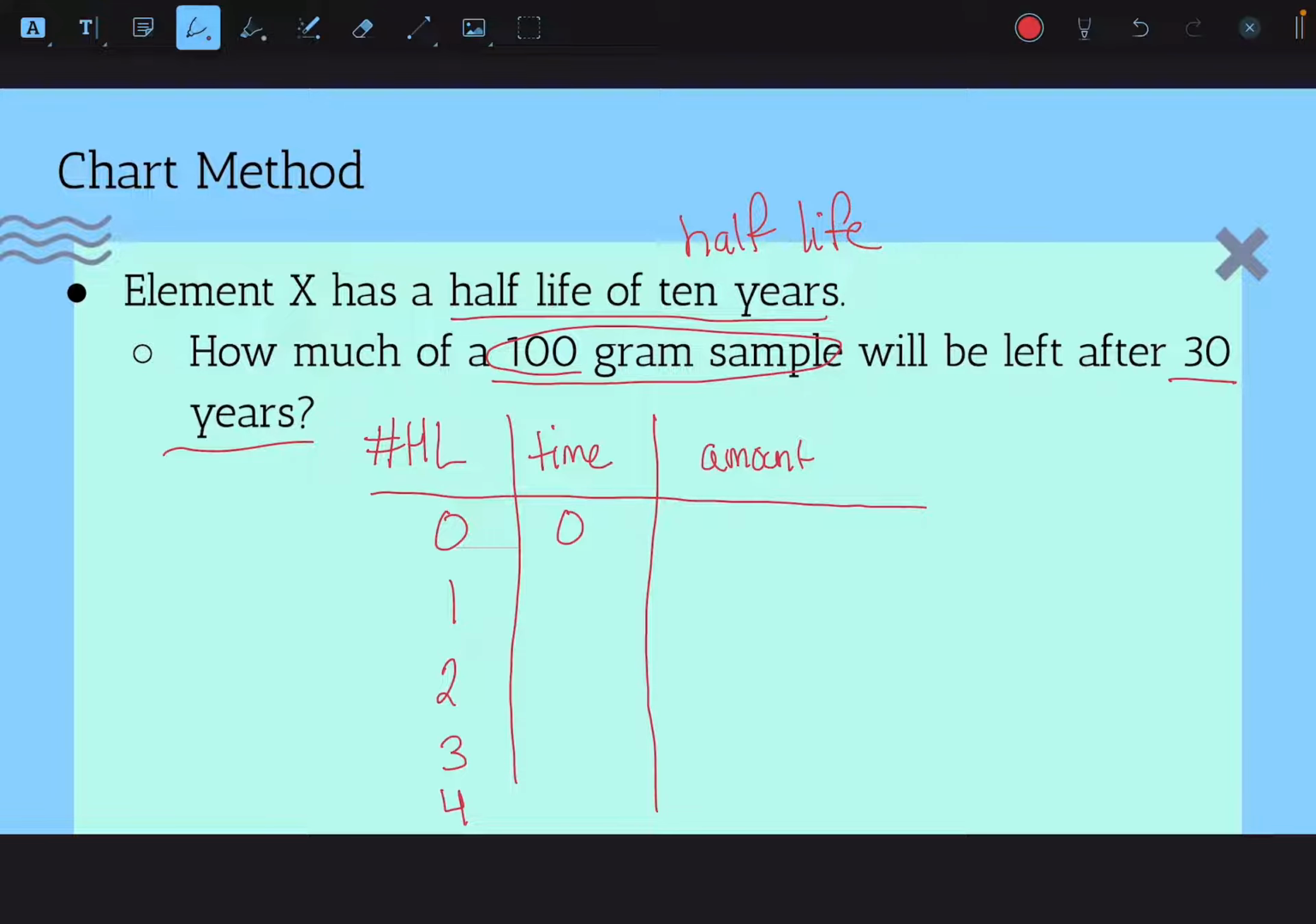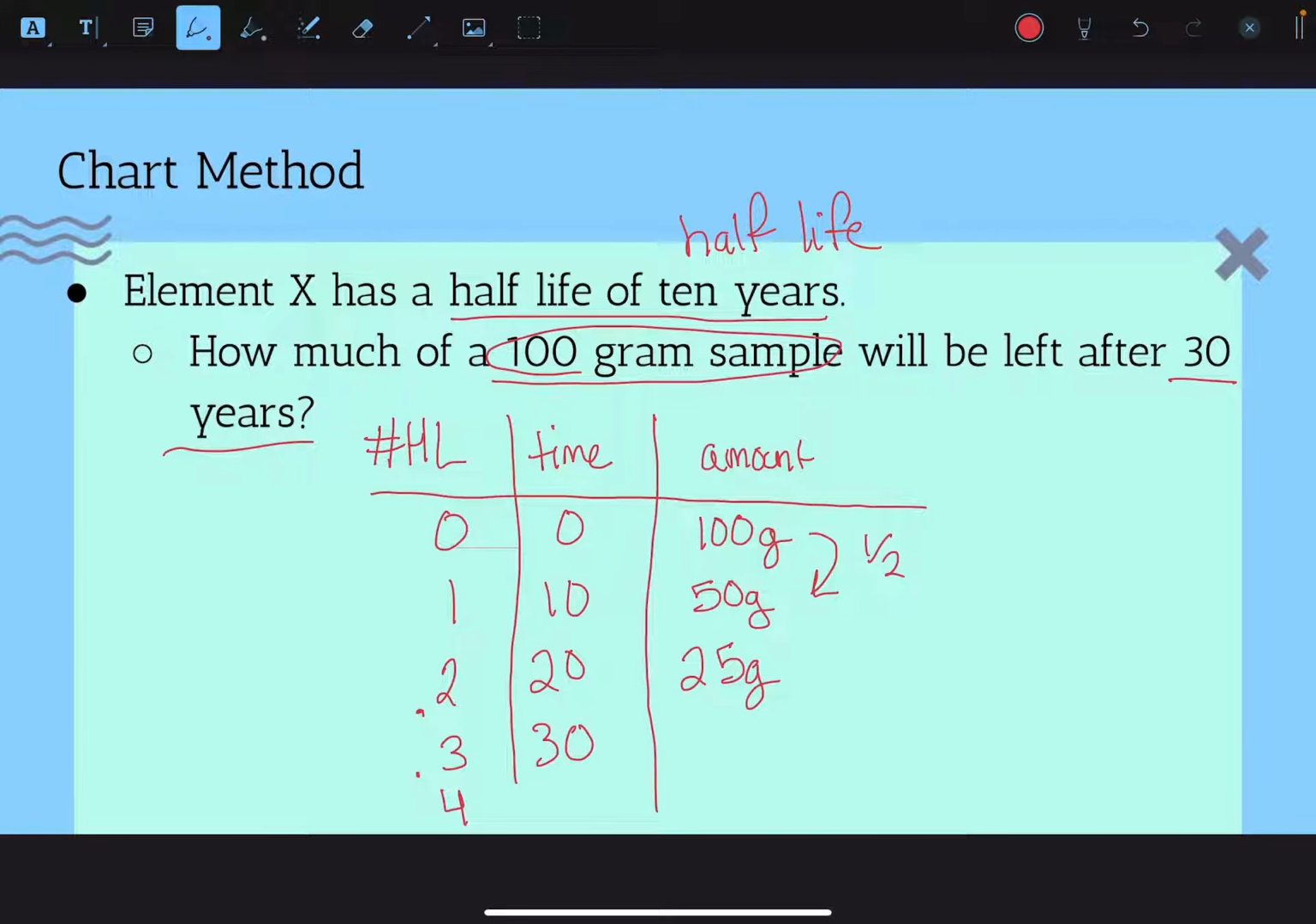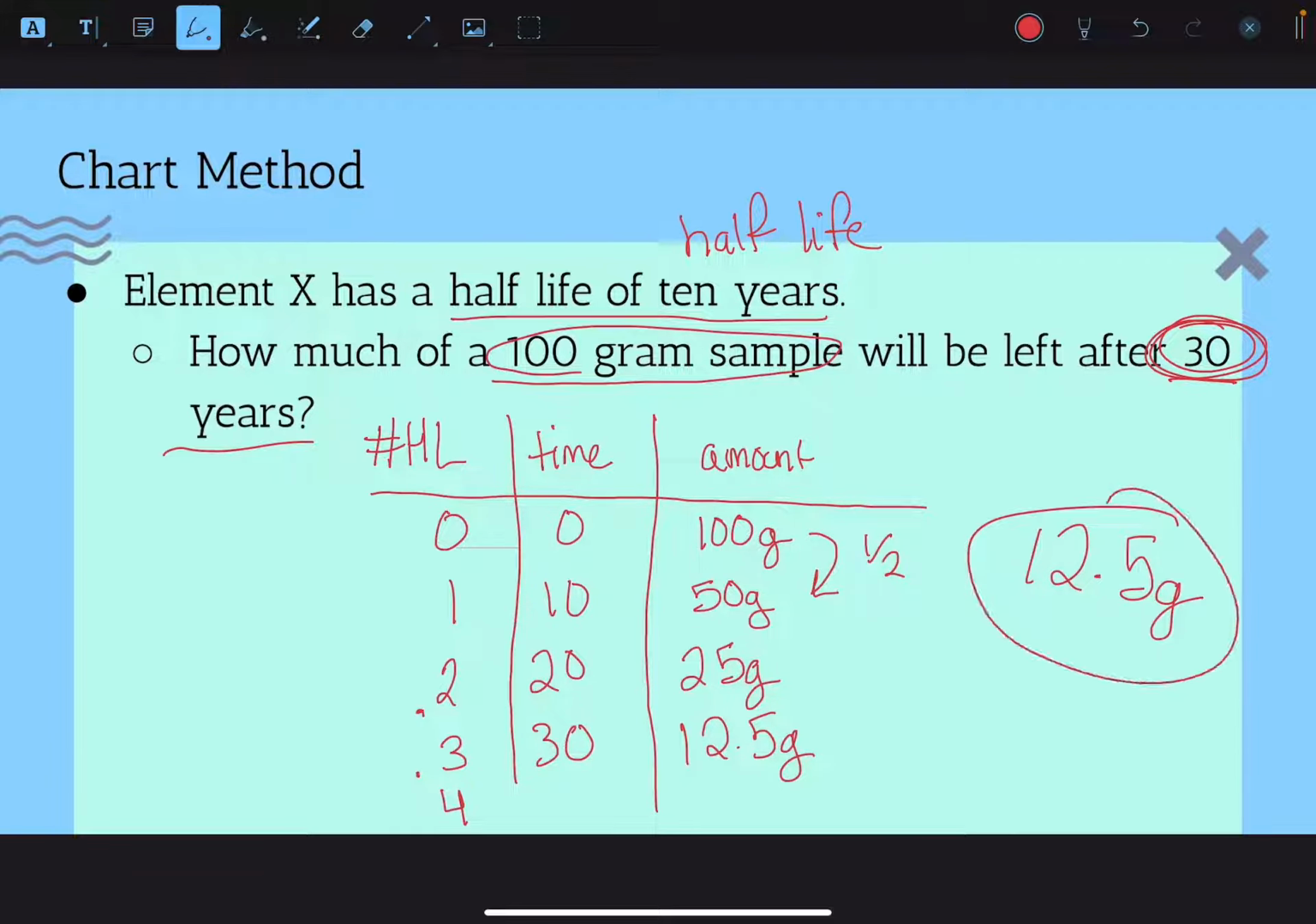So at time 0, 0 half-lives have gone by. I have 100 grams. But after 1 half-life, 10 years have gone by, and now I'm going to have 50 grams. These transitions right here, you cut it in half every time. So then another half-life goes by, 2 half-lives. Now I've had 20 years go by, and now I have 25 grams. At the third half-life, 30 years have gone by, I have 12.5 grams. And this is the point where we're going to stop because it's the point that the problem asked us for. So our answer for this would be 12.5 grams right there.